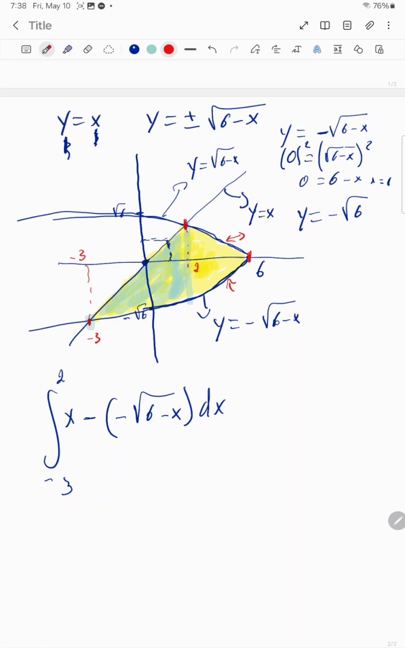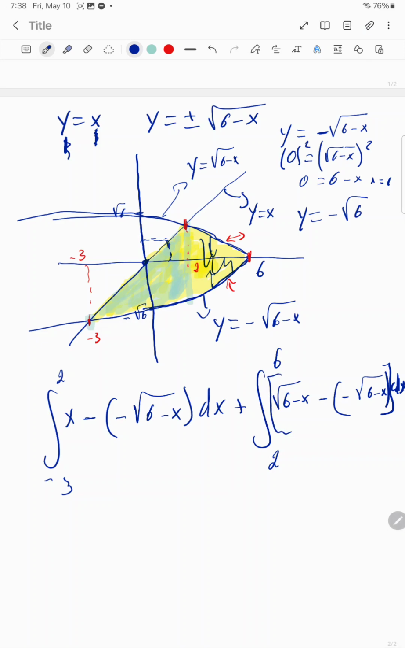So I will write it now. I want to add this area here between 2 and 6 of square root of 6 minus x, minus, because it's this part here minus that part that is here, square root of 6 minus x dx. There is a dx here. So that is the area equal to that.